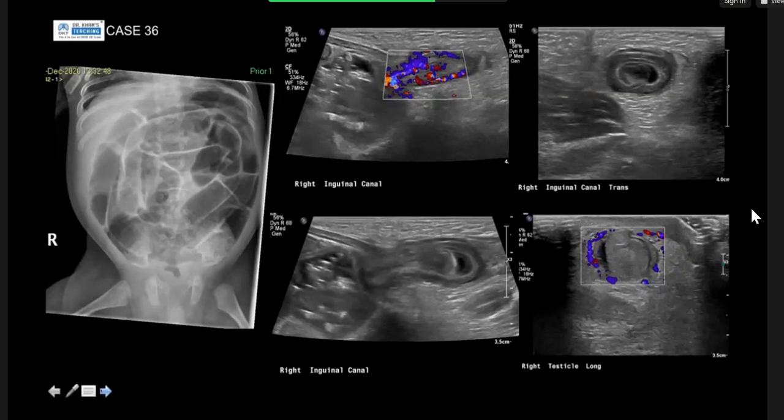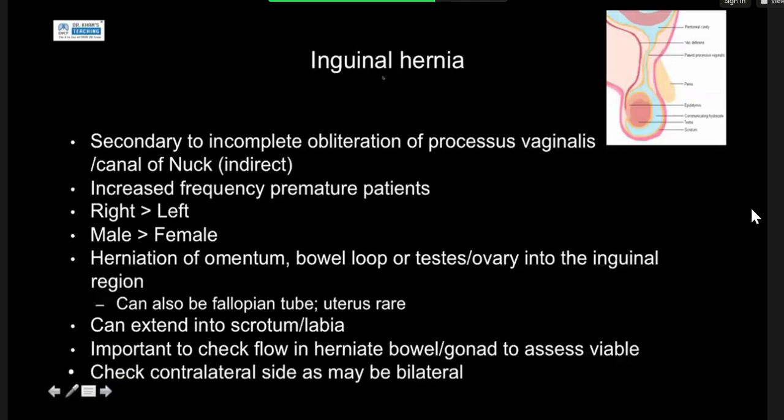Okay. So inguinal hernias in pediatric patients are normally indirect hernias, and they're because of incomplete obliteration of the processus vaginalis, AKA the canal of Nuck in female patients. As expected, they're more frequent in premature patients because that obliteration hasn't occurred, and it's more common on the right than the left. I'm not sure why, and we see them more commonly in males than female patients.